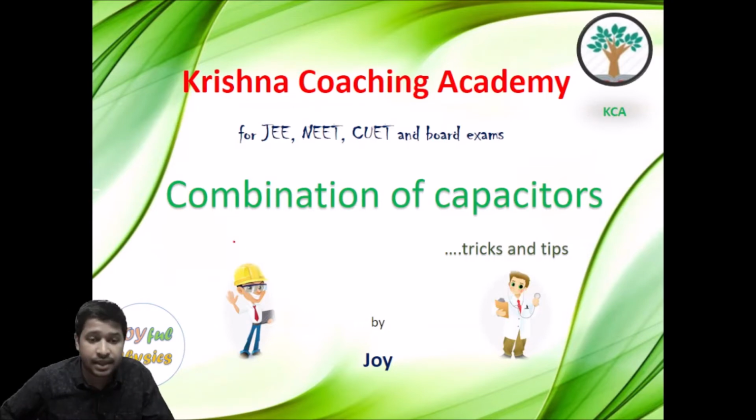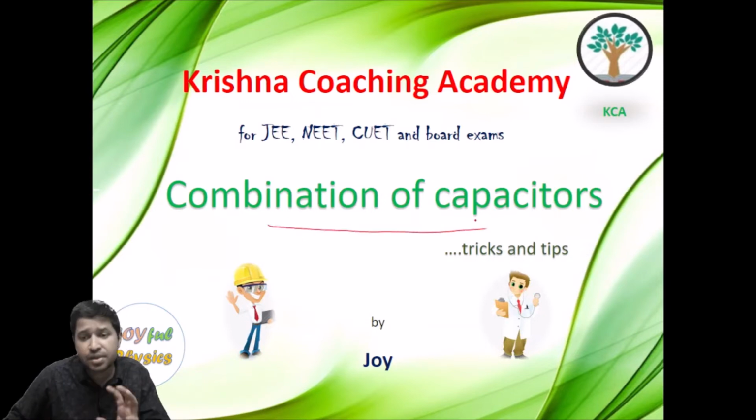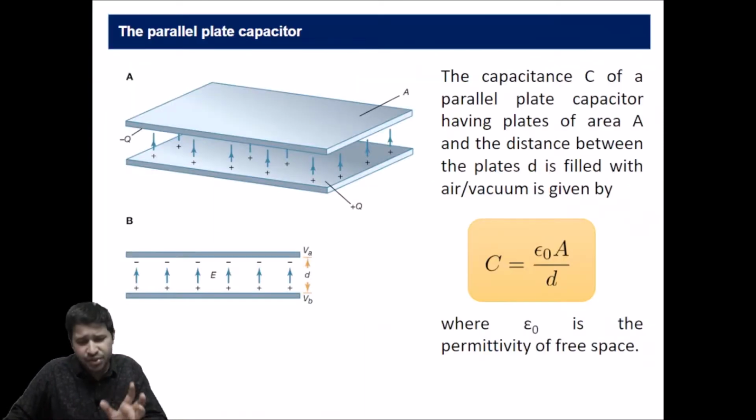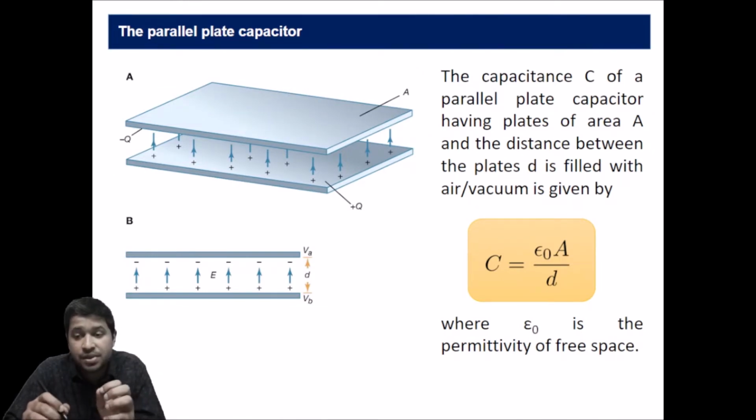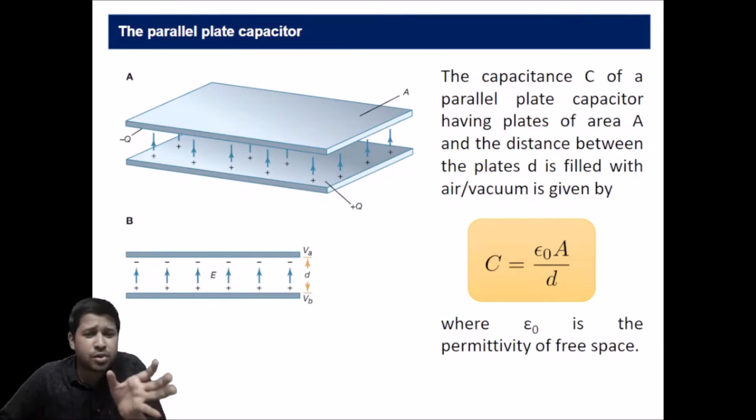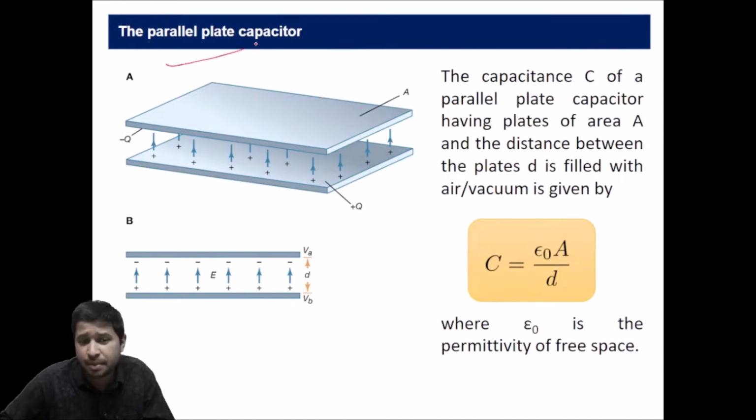So in today's lecture, I'll be talking about a topic which is called the combination of capacitors. So let's quickly revise what is a capacitor. A capacitor is a device which is used to store electrical energy in a circuit. One of the most common ways of designing a capacitor is called parallel plate capacitors, where we have two parallel plates separated by a small distance, as you can see in this picture.